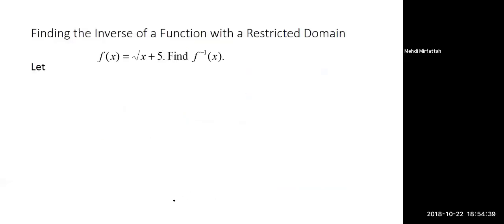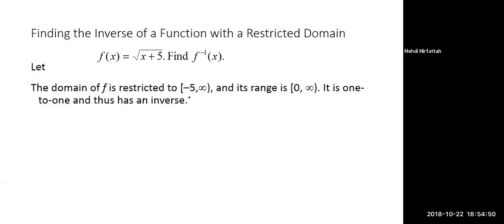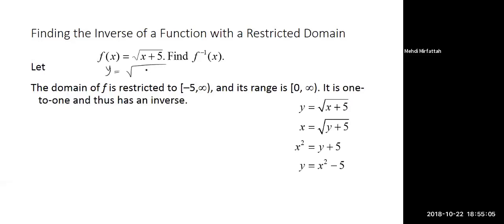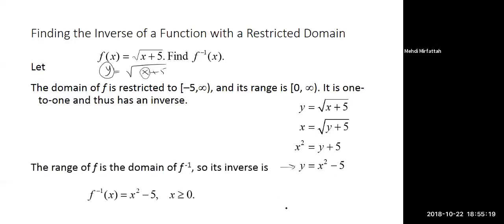If f of x equal to square root of x plus 5, you want to find the inverse. This is a one-to-one function. The domain of f is restricted to -5 to infinity, and the range is from 0 to infinity. So it is a one-to-one function, so we can go through the steps. So y is equal to square root of x plus 5. You substitute for each y an x, for each x a y, and then solve for y. This would be my inverse function. And as you can see, the range of f is the domain of the inverse, and we confirm that fact that we discussed earlier.